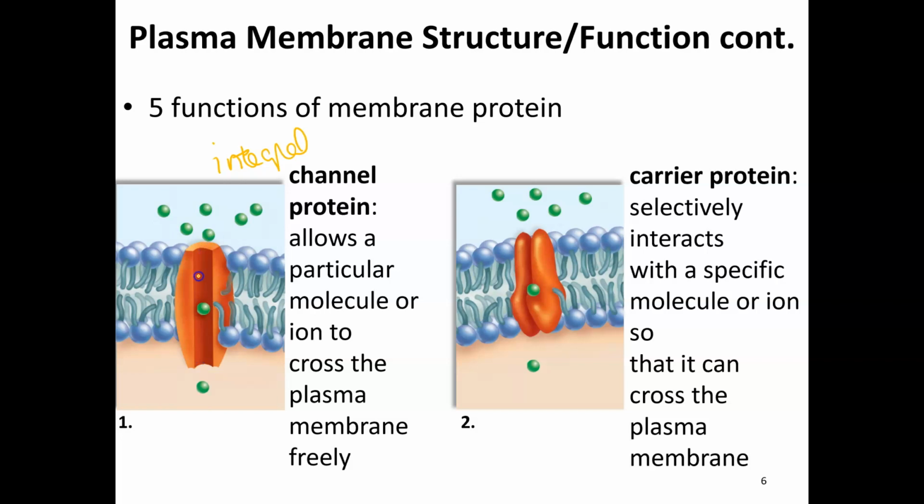So channel proteins are one way that molecules can move across the plasma membrane, either going into or out of a cell. We also have carrier proteins, another integral protein. So this is also integral. This one's integral. Carrier proteins carry molecules across the plasma membrane into or out of the cell.